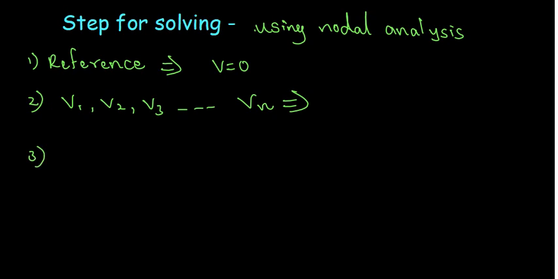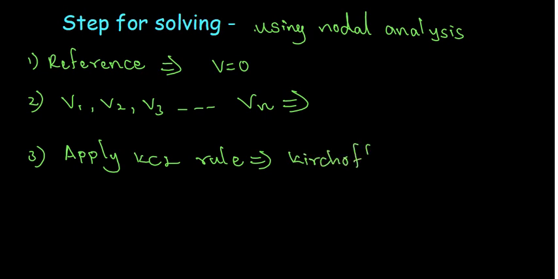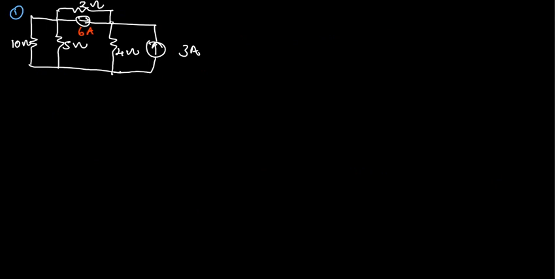The third step is to apply the KCL rule. What is the KCL rule? Kirchhoff's current law. That's KCL. When we apply KCL, after that we can go to the answers. So these are the three steps. Please don't forget how we can do that. Let's take an example using nodal analysis.